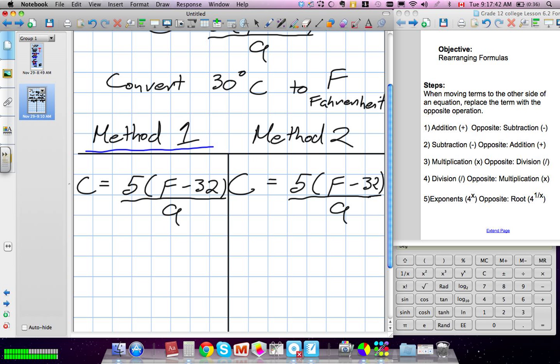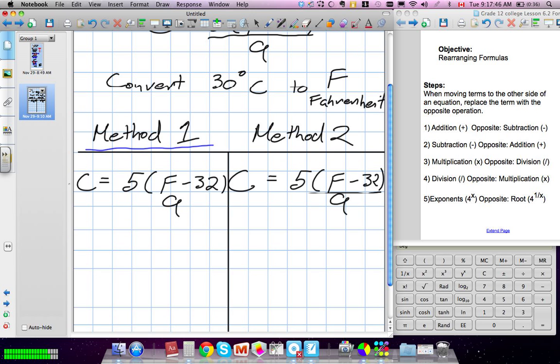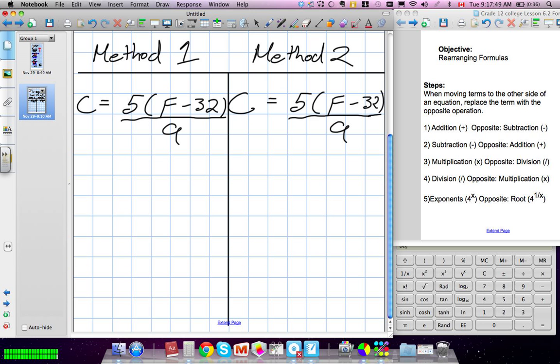These are the exact same formulas. Okay? So in the first question, method 1, I'm going to isolate for F first. So right now, this is a giant fraction, you could say. There are a lot of numbers on top, and everything is divided by 9.